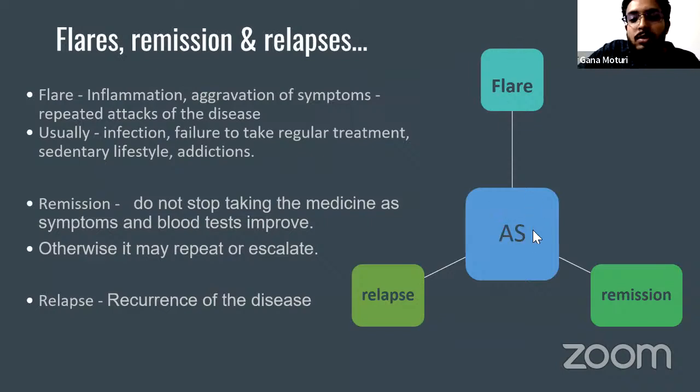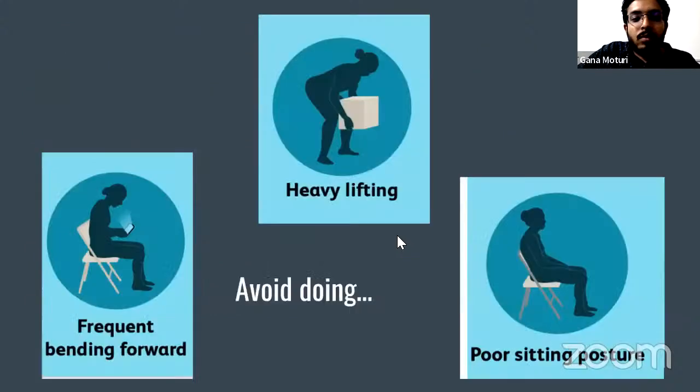So once the diagnosis of ankylosing spondylitis is made, the patients can have flares where the inflammation rises due to infections, or if the patients are not taking the regular treatment, or having a sedentary lifestyle, and if the patient is a known smoker, they'll usually go into a flare. And if the patient takes the medicine regularly, they'll go into remission. But relapses are also common with treatment. So we advise the patients to avoid heavy lifting and frequently bending forward, and to maintain a good posture.